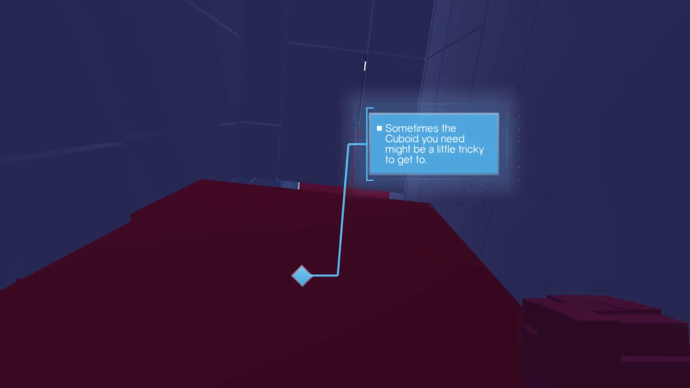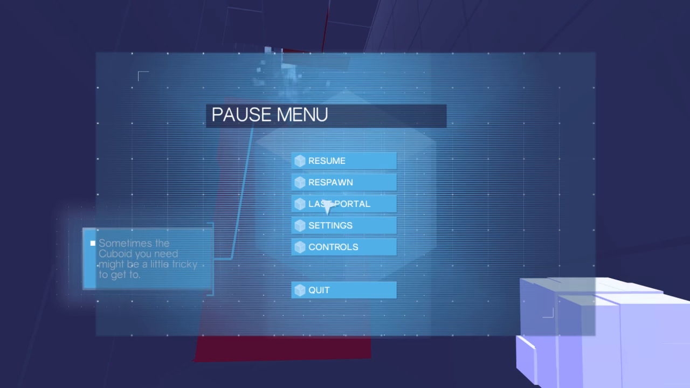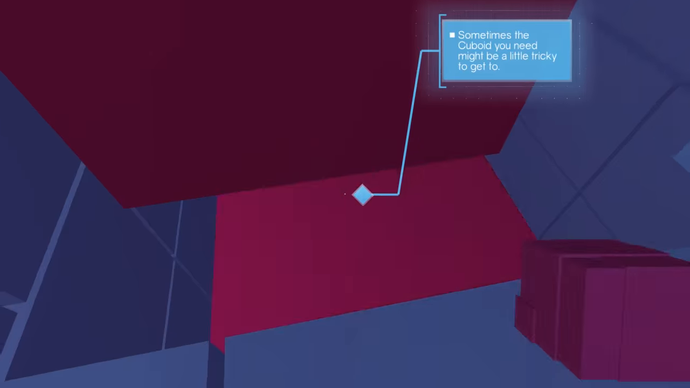Now where am I? It might have abandoned me. I may need to kill myself. Ah, it just takes me back. I see what's going on here. I'm supposed to get up on that cliff up there.